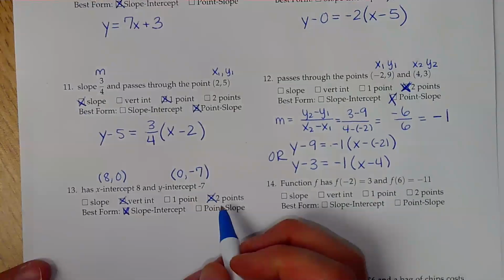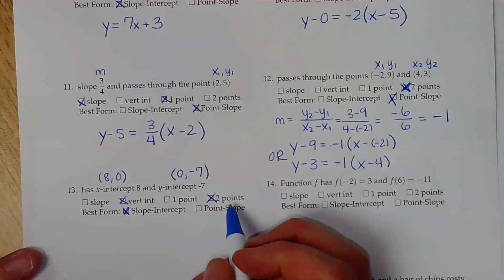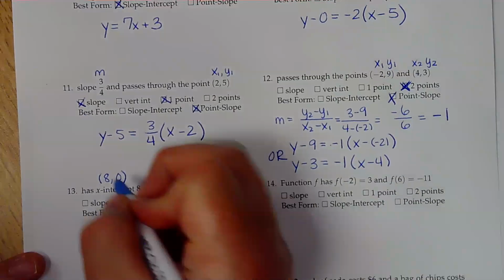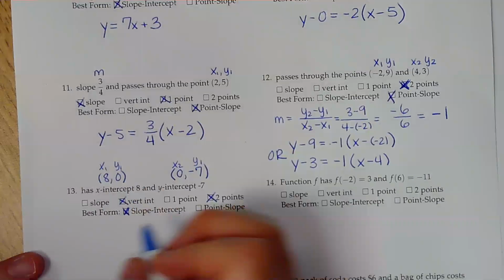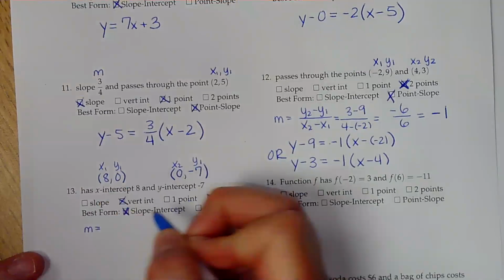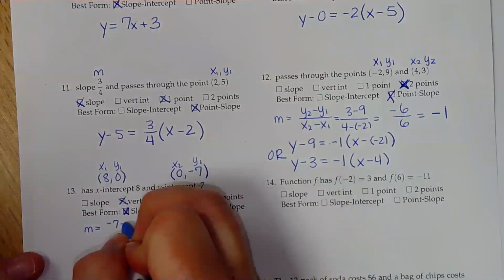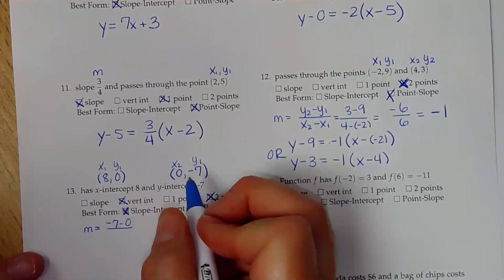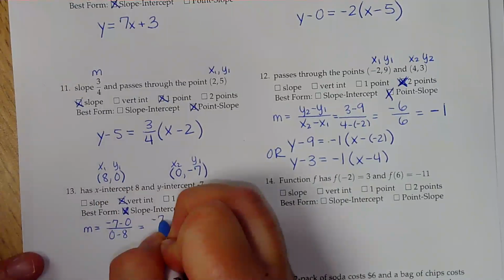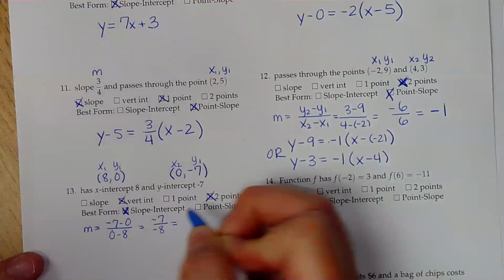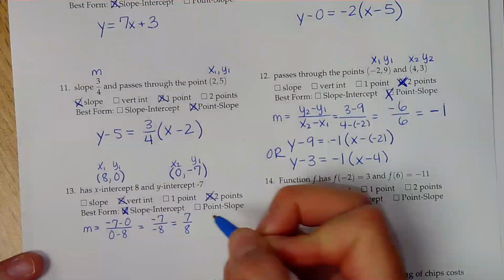And we could take a look actually at what all of those would look like, but we got to find the slope first. So let me label these guys, x1, y1, x2, y2. So my slope here is -7 minus 0 over 0 minus 8. So that gives me a -7 over a -8. Those negatives cancel out, so I just get a positive 7/8.